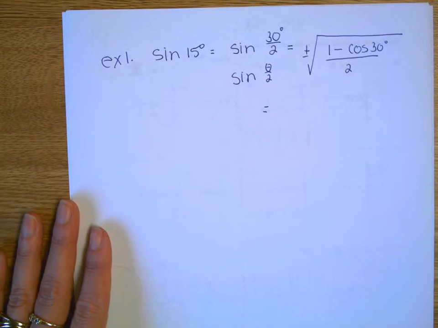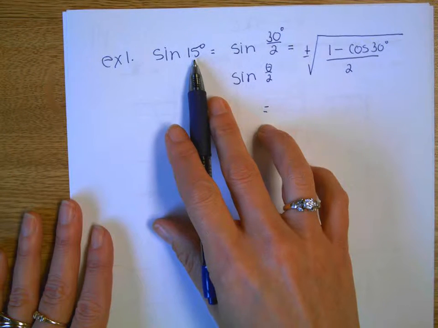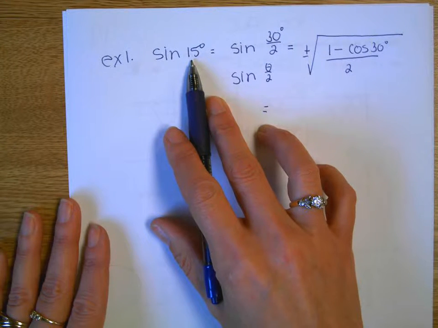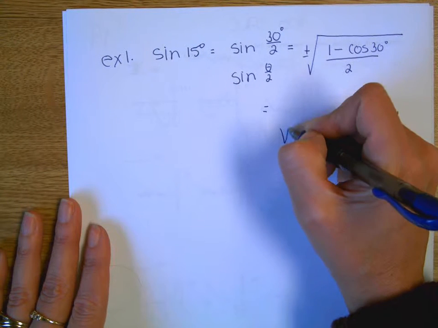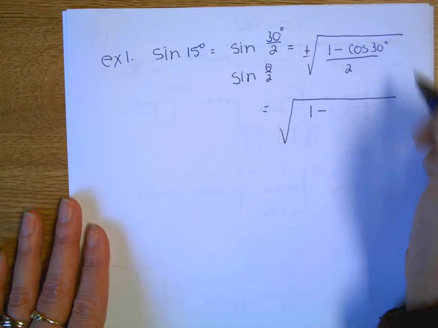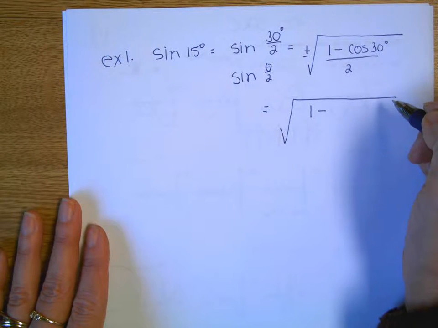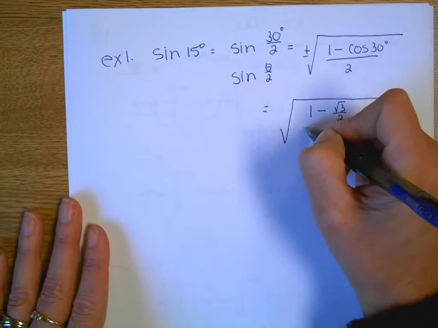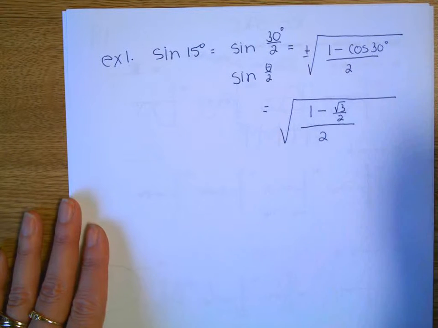We are trying to find the sine of 15 degrees. You know where 15 degrees is at. Is that sine ratio going to be positive or negative? Positive. Okay, so we can drop the negative right now and keep the positive square root. So it's 1 minus, what is the cosine of 30 degrees? Square root of 3 over 2. Then that's all going to be over 2.